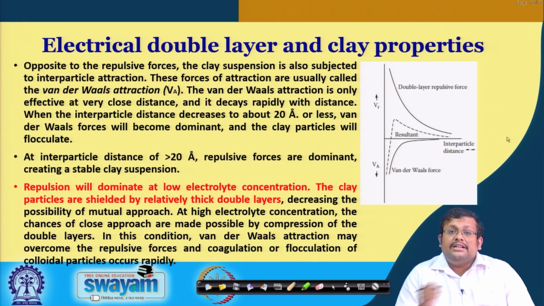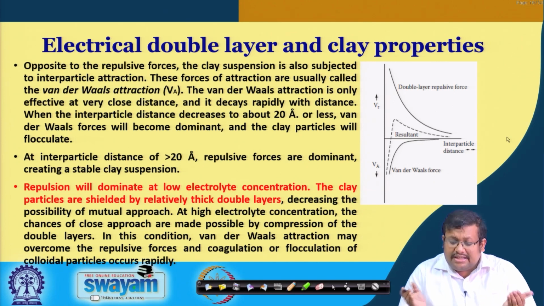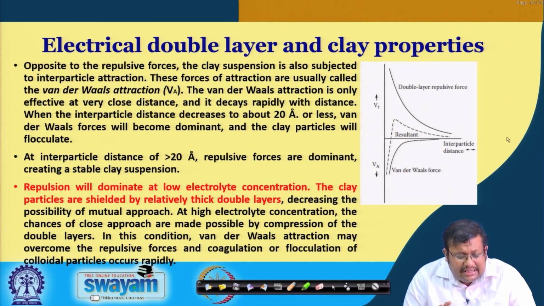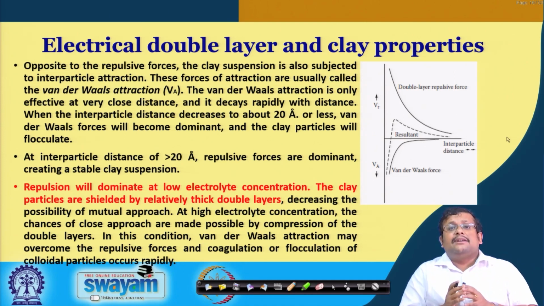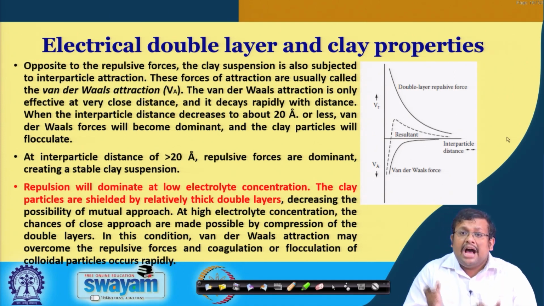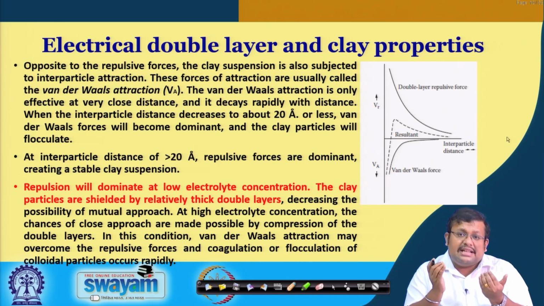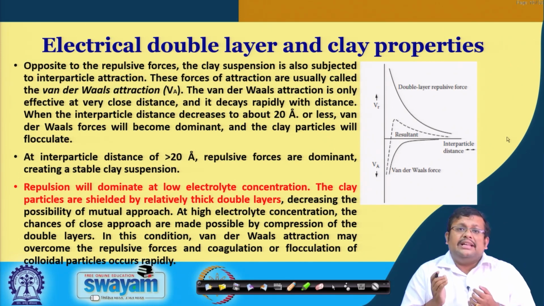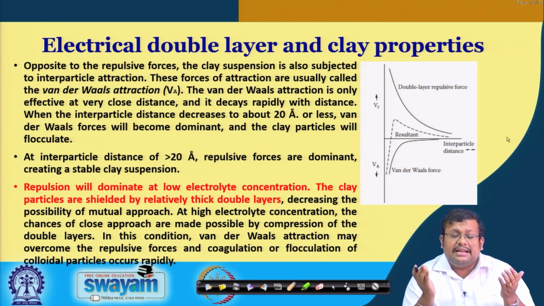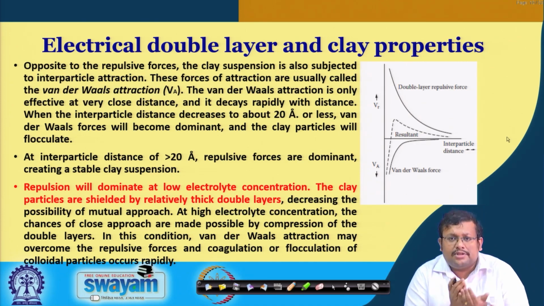Now, opposite to the repulsive force, there is also an interparticle attractive force. We call it the van der Waals force. This is opposite to the repulsive force, as you can see. When the interparticle distance is greater than 20 angstrom, the repulsive forces are dominant. However, when the interparticle distance is less than 20 angstrom, the interparticle attractive forces, or van der Waals forces, are dominant.